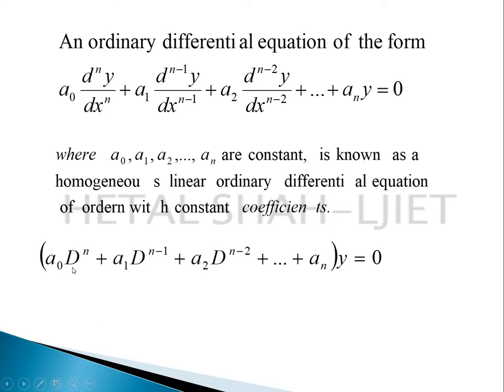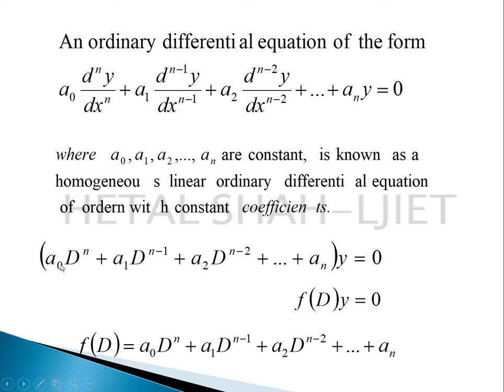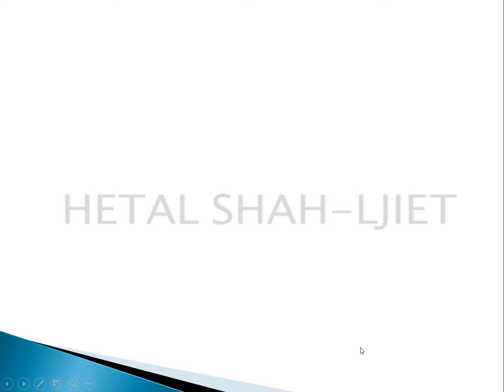It can be written as a0 D raised to n plus a1 D raised to n minus 1 up to an, with y common for all. And here this D is a differential operator, that is d by dx. So d raised to n upon dx raised to n is capital D raised to n. Similarly, d raised to n minus 1 upon dx raised to n minus 1 is capital D raised to n minus 1. So we can write f of D y equal to 0, where f of D is nothing but a0 D raised to n plus a1 D raised to n minus 1 up to an.